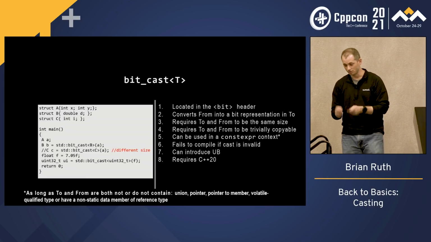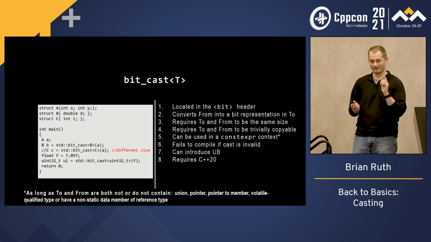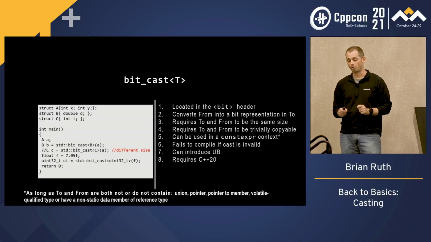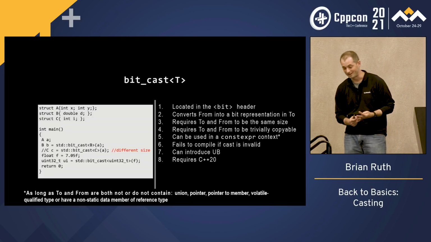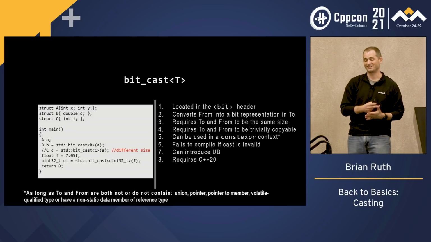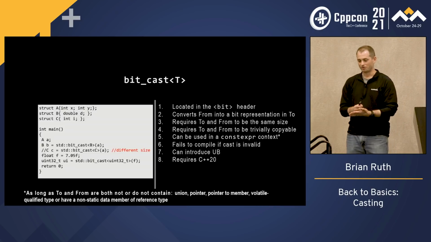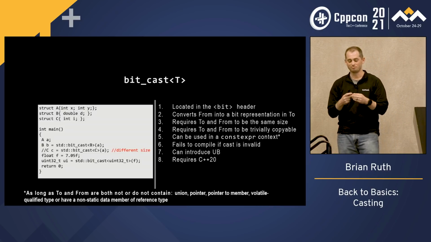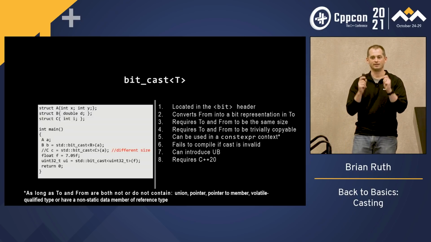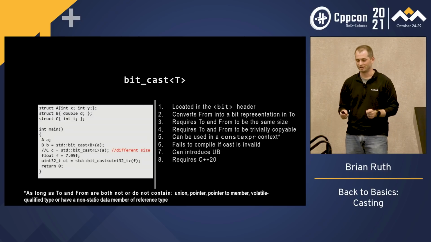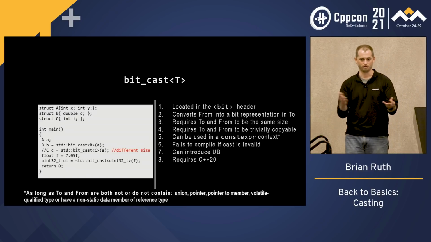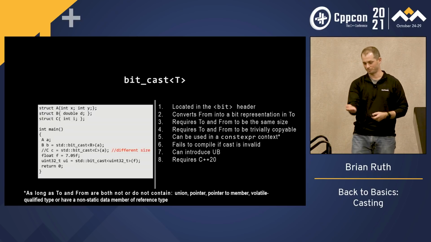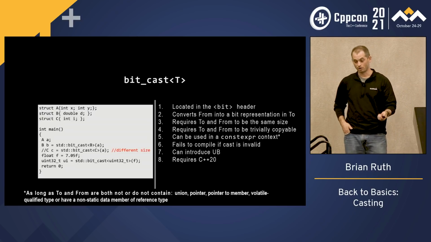Now, this can be used in a constexpr context, as long as to and from do not contain a union, a pointer to member, volatile qualified type, or have a non-static data member of reference type. So the question initially was, can you bit cast between pointers of two types? Yes, you can, because pointers are the same size, but you can't really do much with it because it's just a memory location. This also can introduce UB if you do something like that float there, and it requires C++20 to do.